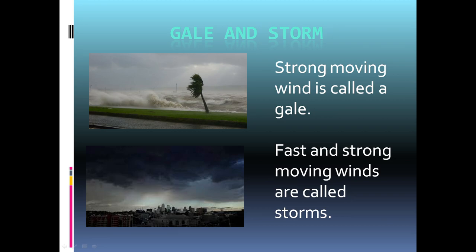Now we have all heard the term storm several times. Fast and strong moving winds are called storms. A storm may be accompanied by heavy rains, snow, hail, thunder, sand or dust. A storm is faster and stronger than a gale, but it is much less than a hurricane, which is quite violent.